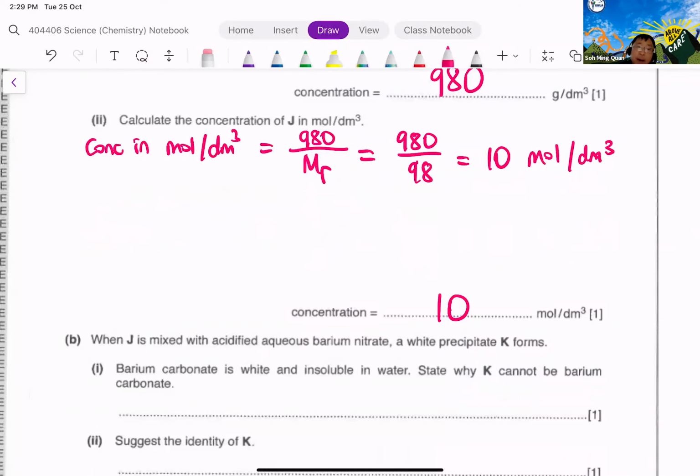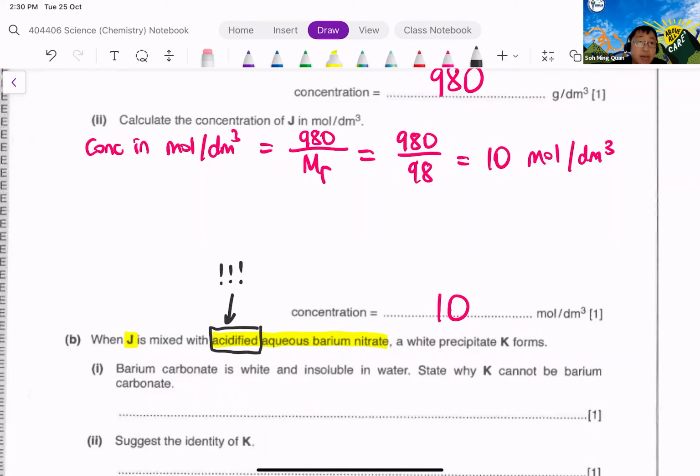So B part 1 really tests your knowledge of QA and whether you actually bothered to highlight keywords. The keyword here is when J is mixed with acidified aqueous barium nitrate, a white precipitate K forms. So they asked you, why can't K be barium carbonate? Most students just wrote that, oh, because barium nitrate is a test for sulfate, therefore the white PPT is barium sulfate. That's not the point. Okay, the point is acidified.